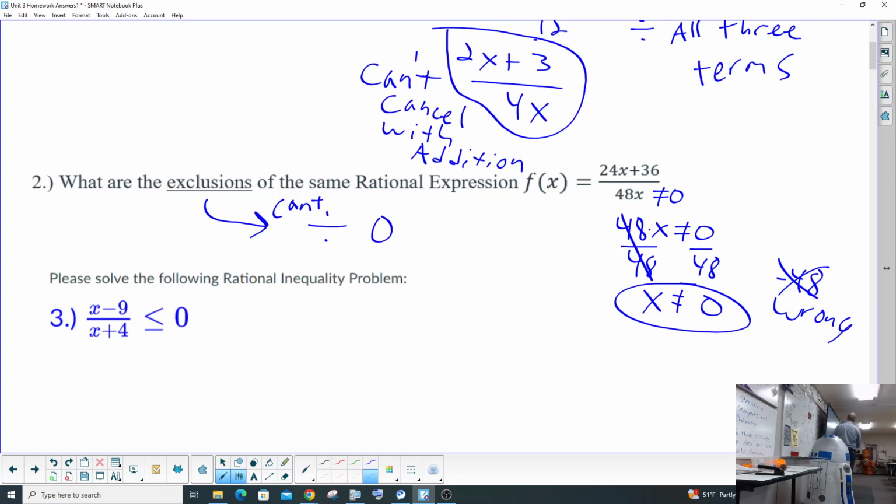Remember, if you have a number next to a letter and there's times, it's just 0. 0 times any number is 0. It's not the opposite sign. The opposite sign is when you have, like, x plus 48 in the bottom, right? That's when you use the negative number.